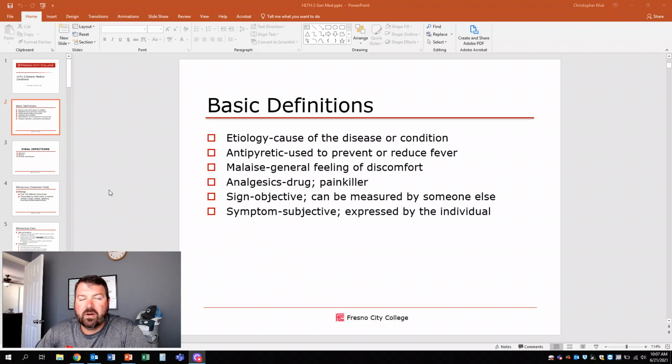So those are used together, but they have some different meanings. So a sign is very objective. Okay, it's something that can be measured by someone else, or a symptom is very subjective, which is usually expressed by the individual. For example, I have a headache. Is usually pretty much subjective. So that is a symptom, okay?